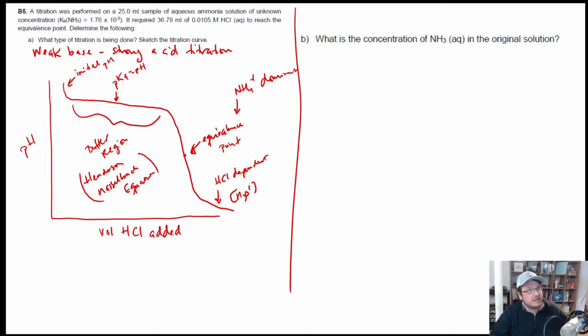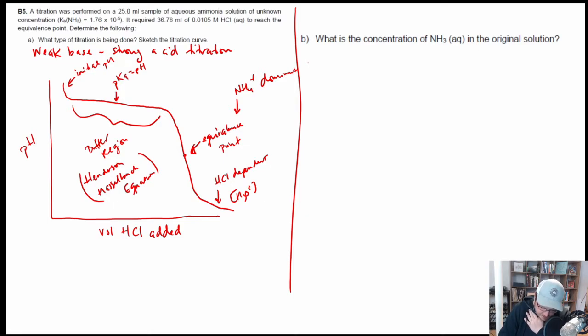So to calculate the concentration of the original solution, first we need to calculate how many moles of HCl we had actually added. Once we know that, we know how many moles of ammonia we started with, and we know what the original volume was as well. Then from there we can simply divide the number of moles by the volume, and we get the concentration. So let's do that right there.